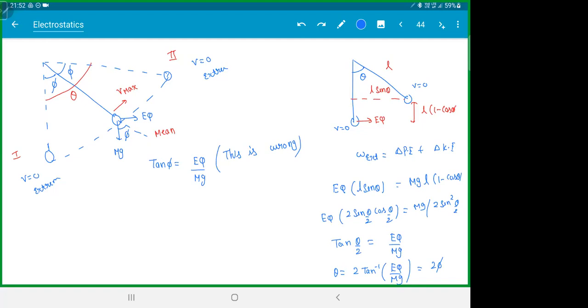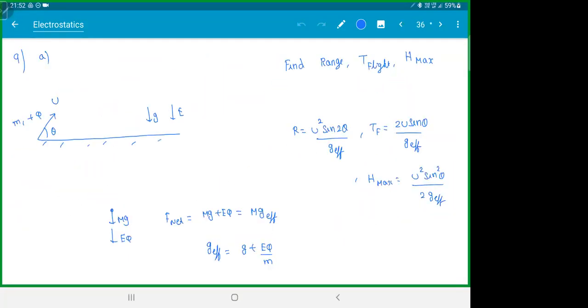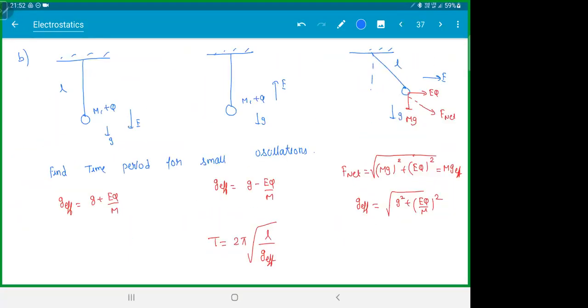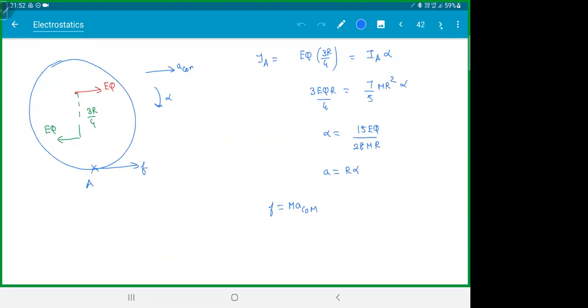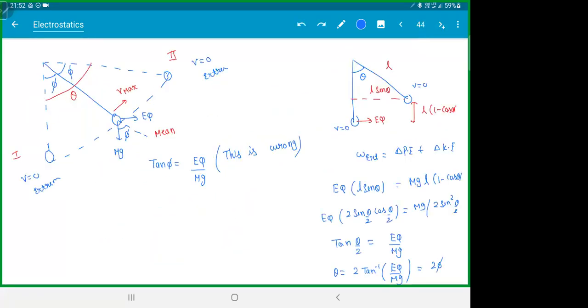If the question says field E is applied, find the angle in equilibrium, that is different. In the SHM question we did, there was an angle in equilibrium, it was already at rest, and then you disturbed it for oscillation. This question is not that. Initially it is vertical, you suddenly switched on the field, so it started moving up. So this will never stop. It will always oscillate like this. Do have a look at this. It's a good one.